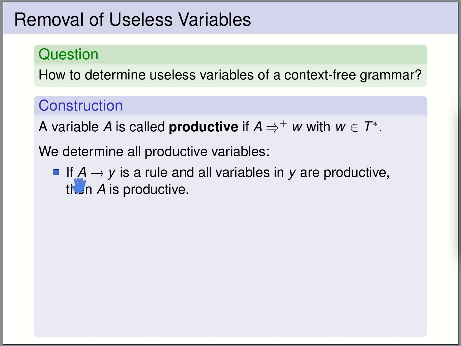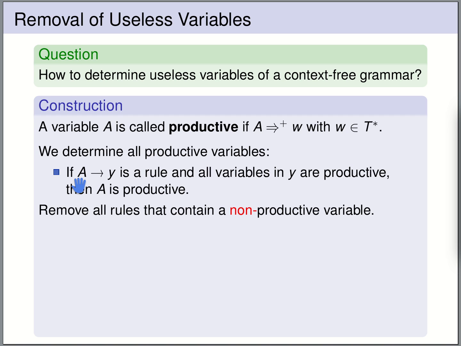So once we have determined all the productive variables of our grammar, we can throw away all the rules that contain a non-productive variable. Because if we have a rule that produces a non-productive variable, then from this non-productive variable we will never be able to get to a terminal word, so this rule cannot contribute to the language of the grammar, and we can drop it from the grammar. So we drop all the rules that contain non-productive variables.